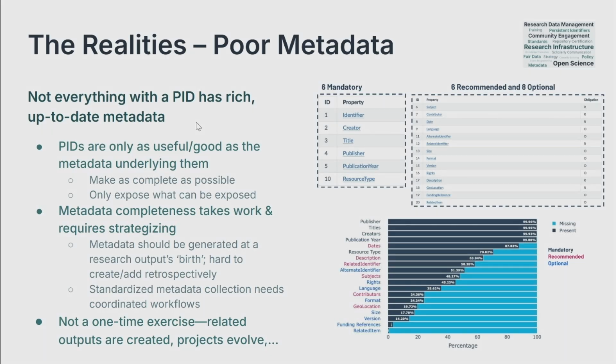Metadata should be generated as early as possible, ideally when the research output is at its birth, because it's really hard to retrospectively go back and create metadata. And you need some level of standardization. If you've got a bunch of PIs across a department, they may all be collecting different metadata, so there needs to be some level of commonality. And it's also not a one-time exercise. Over time, related outputs are created, projects evolve, and so on and so forth.